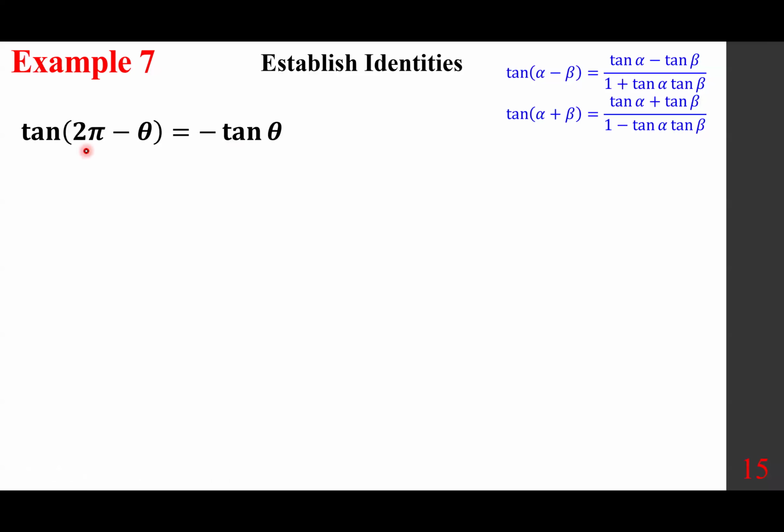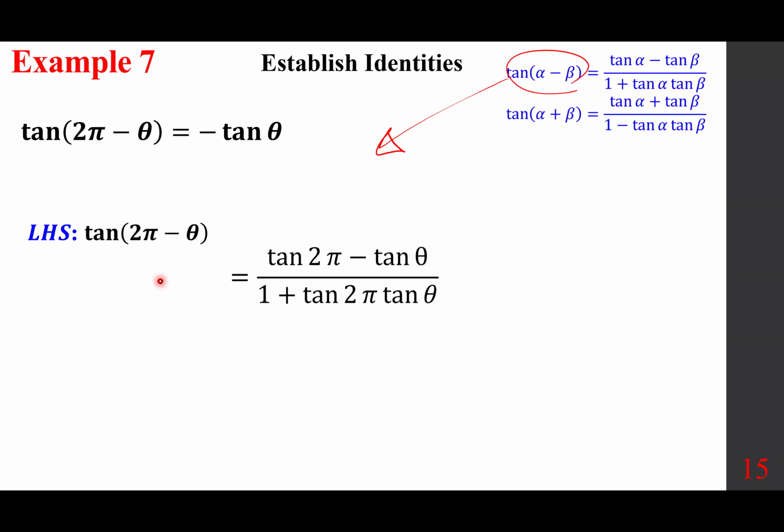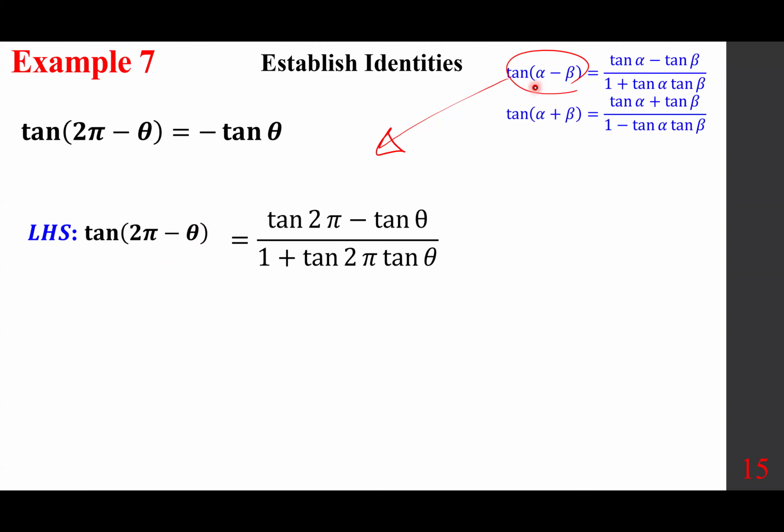We want to establish the identity tan of 2 pi minus theta is negative tan theta. So we're going to go with tan of alpha minus beta. We're going to start with the left-hand side, and we're going to go with this one. This is tan alpha minus tan beta over 1 plus tan alpha tan beta. So we have tan of 2 pi minus tan of theta over 1 plus tan of 2 pi tan of theta, according to tan of alpha minus beta formula.